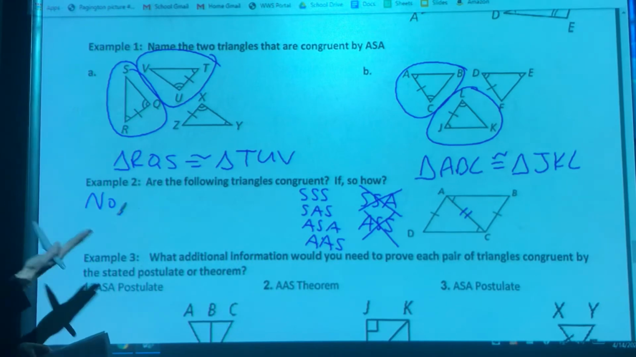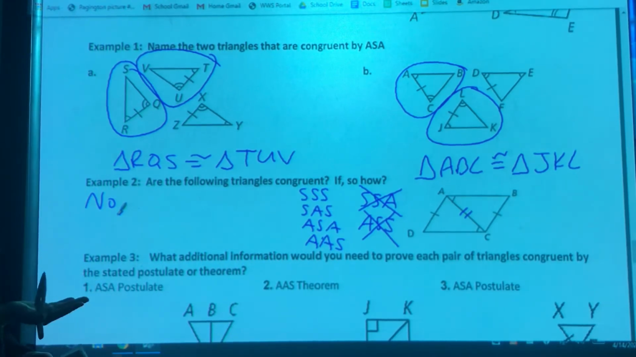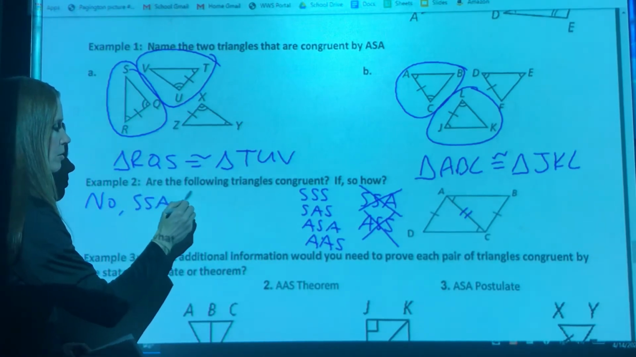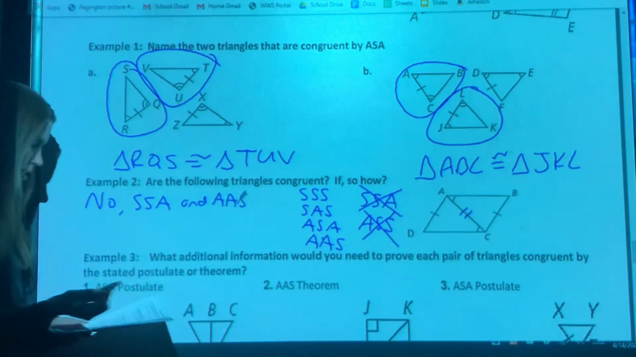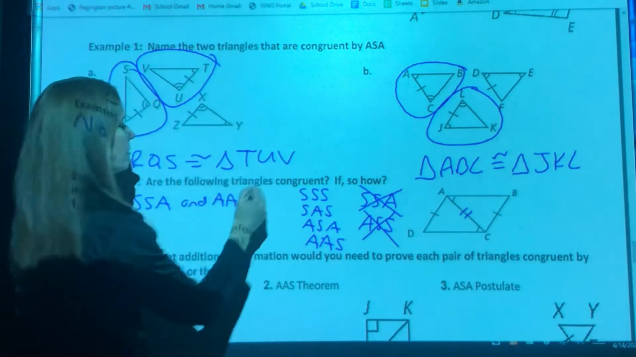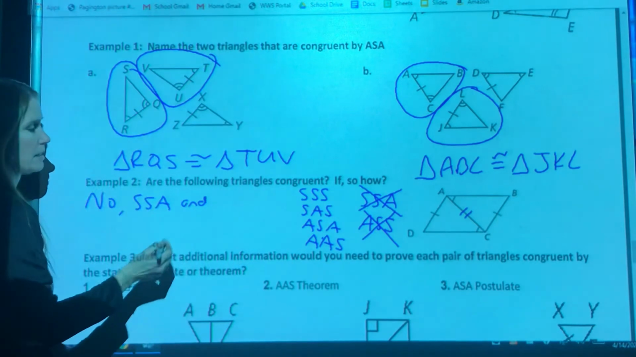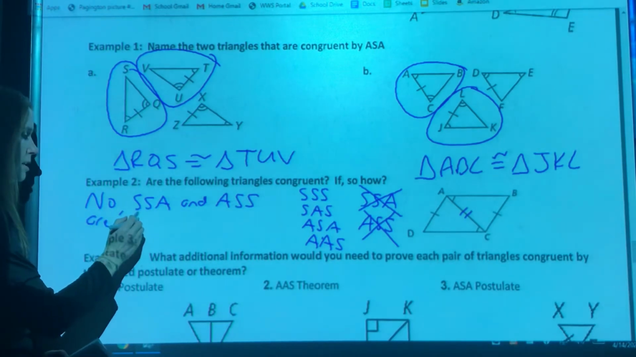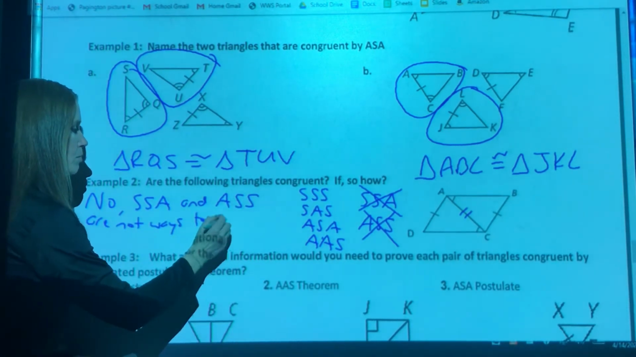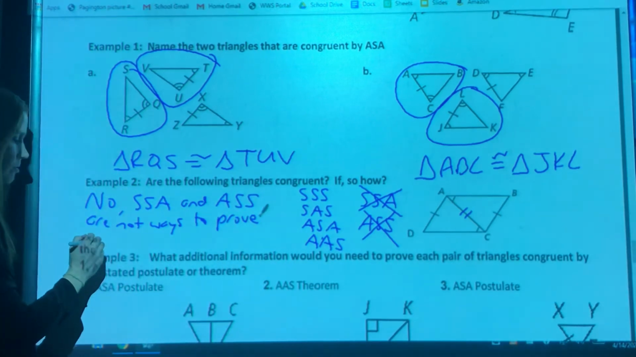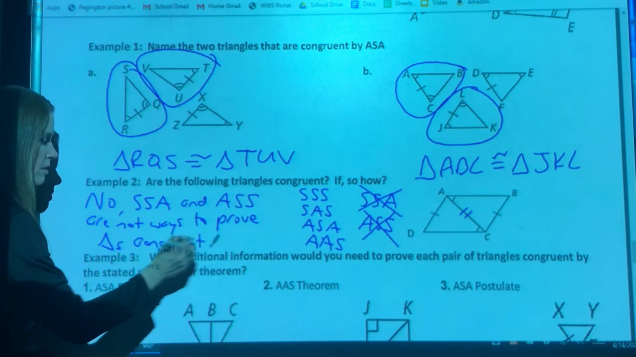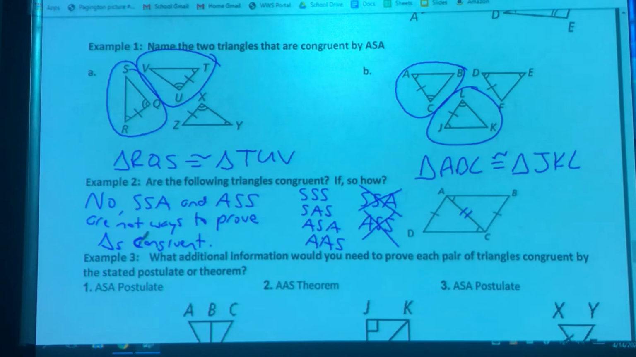And it says if so, how. If I want to explain why they're not congruent, I can say no, side, side, angle, and angle, side, side are not ways to prove triangles congruent. So that is not a way to prove triangles congruent.